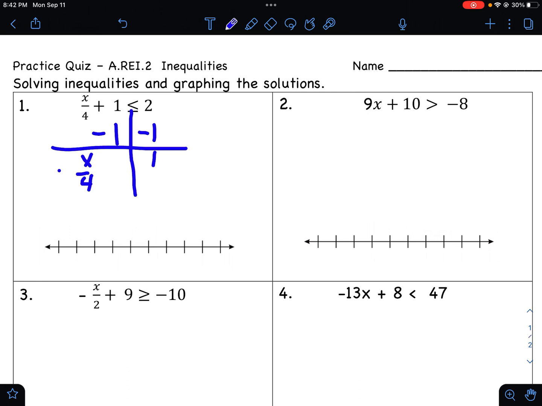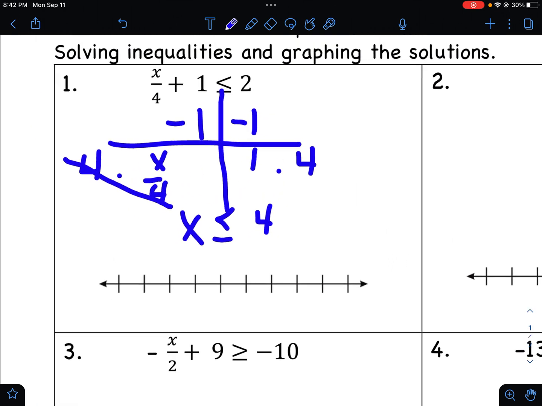And then we're going to multiply both sides by 4 because they're dividing by 4. And so when these 4's cancel out, we'll be left with x is less than or equal to 4. Now we're going to go ahead and put it on the number line.